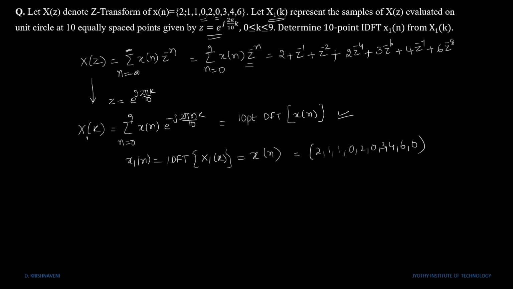Here the number of samples were 9, and while sampling, 10 samples had been taken. So input samples are 9. After the z-transform, 10 samples have been taken. So 10 is greater than 9, and we get the same expression. That means no aliasing, and the input sequence has been properly reconstructed back.